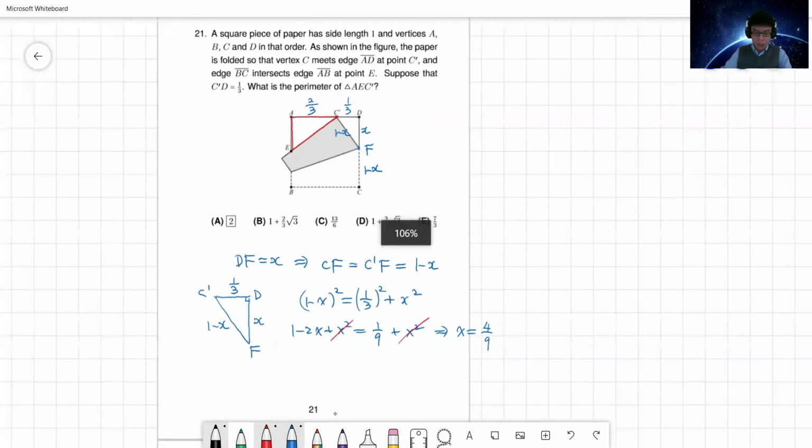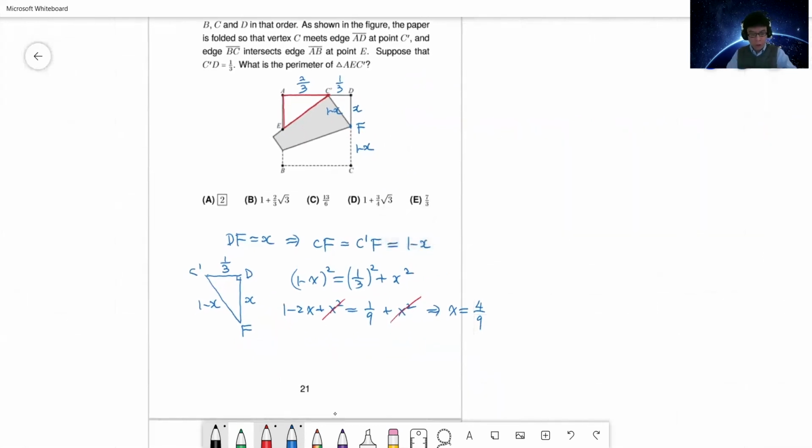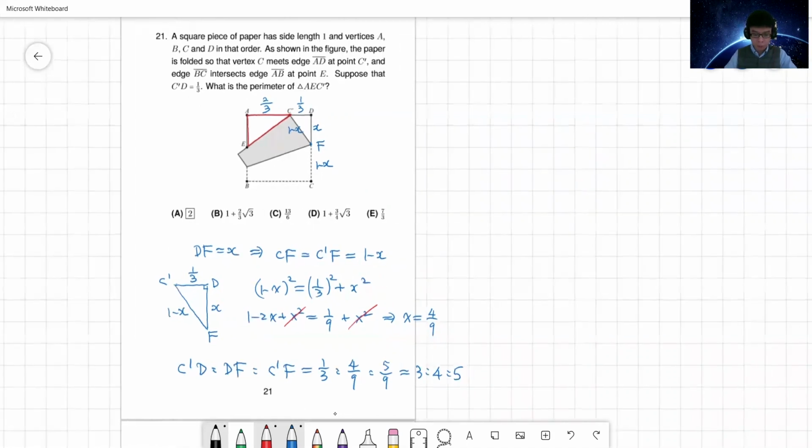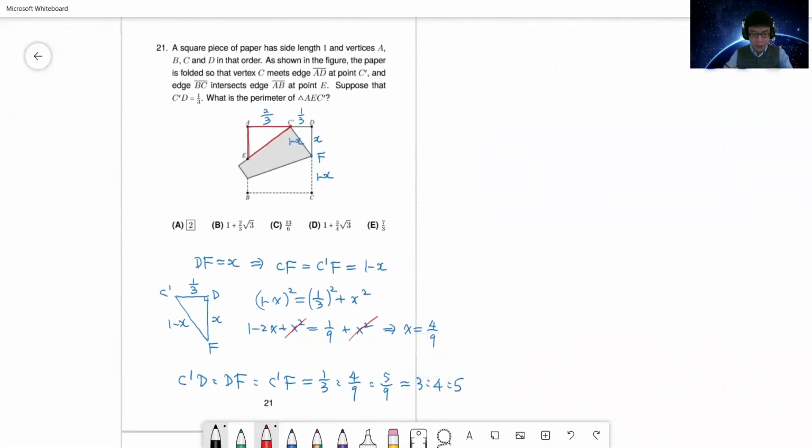From here, we see the shape of this triangle C prime DF: C prime D to DF to C prime F is 1/3 to 4/9 to 1 minus x, which is 5/9. This ratio equals 3 to 4 to 5. It's a typical right triangle. Now we consider triangle AC prime E.